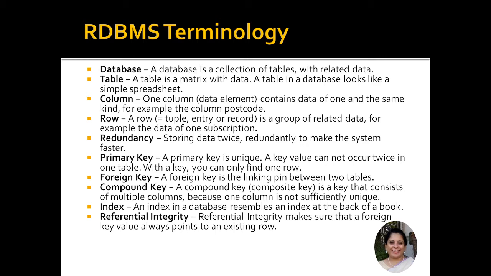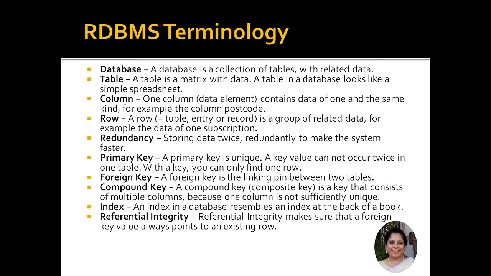Then I have a foreign key. A foreign key is the link pin between two tables. So, if I am giving a relation between student and teacher, then the primary key of student will be a foreign key in my teacher table. Then compound key. A compound key is a key that contains multiple columns because one column is not sufficiently unique. So sometimes I want to give a combination of two keys, and that becomes your compound key. So roll number along with the name, or roll number along with the course.